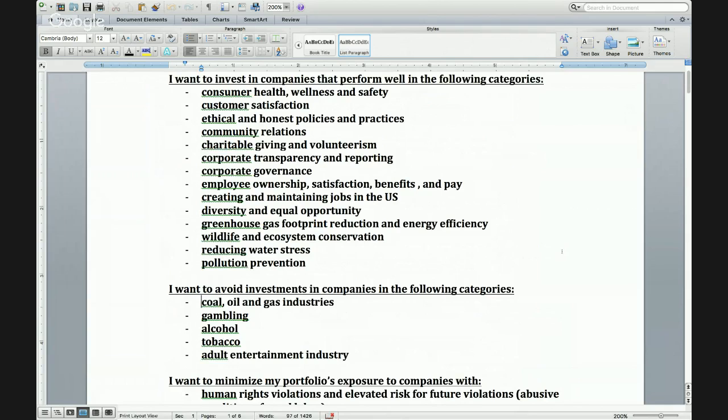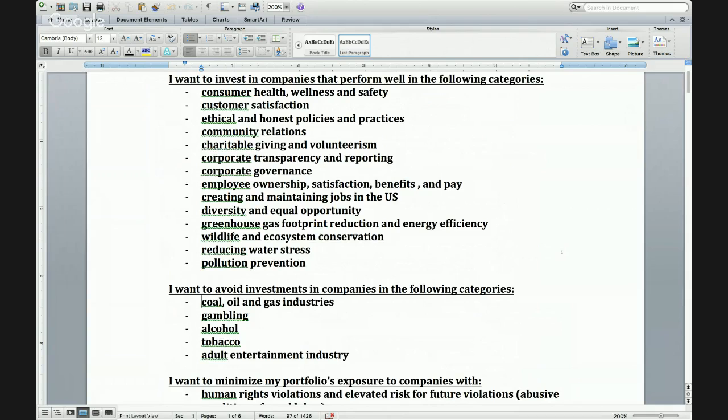So why wouldn't we call it carbon divestment? Because I want to avoid investments in companies in the following categories. I think what we would do is put it in the avoid section, because people are checking off things they want to avoid here. We're generally not doing a lot of avoidance, but there's a few things that people may want to avoid. So why don't we call that section carbon divestment? It's not just carbon divestment, it's gambling, alcohol, tobacco. I see.